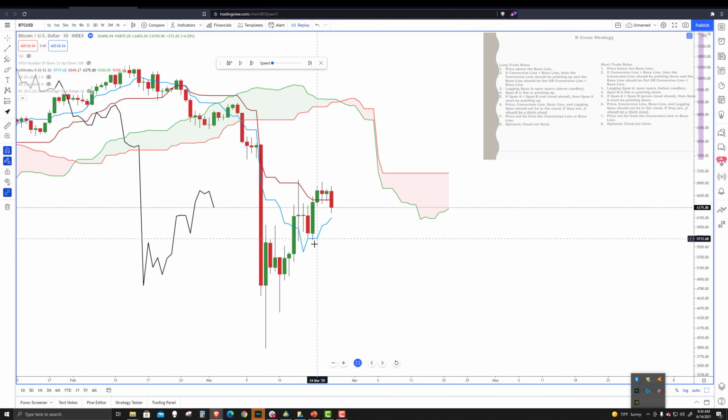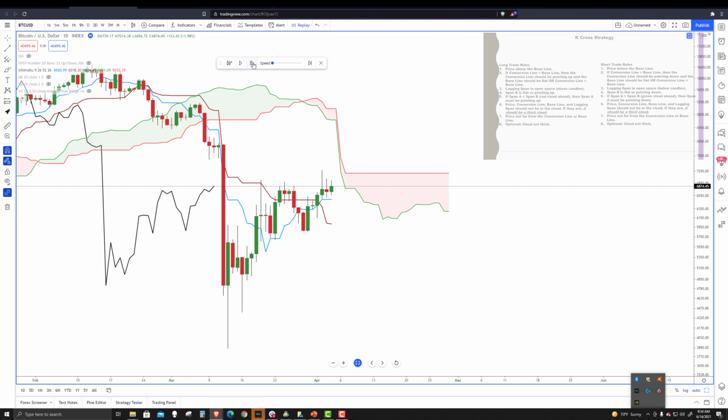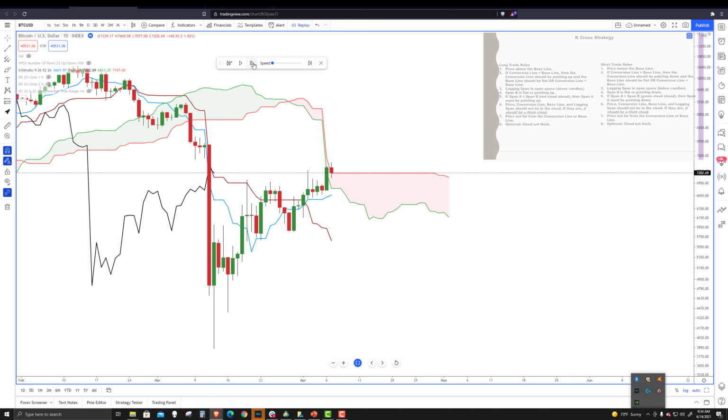Those are, we want the conversion line above the baseline, but if it's not, we want this happening. We want the conversion line to be pointing up, and we also want Senkou span A to be pointing up. So span B is flat, span A is pointing up. That's good. Those are all good signs. And we're continuing on here. The last condition we're really waiting for in all of this is for the lagging span to be above the candlesticks. And once that occurs, then we should be good to go. Lagging span is now above the candles.